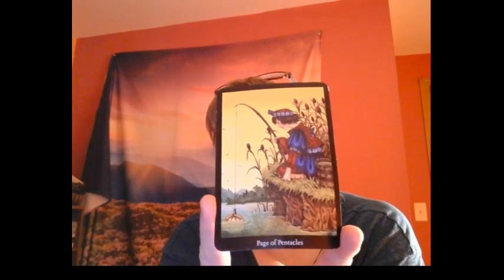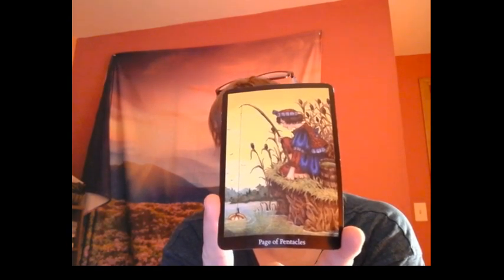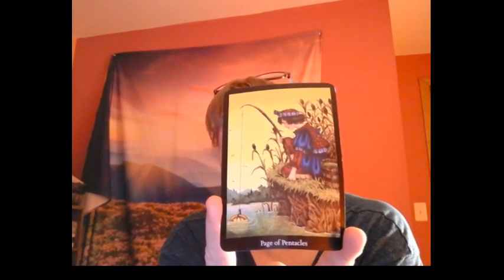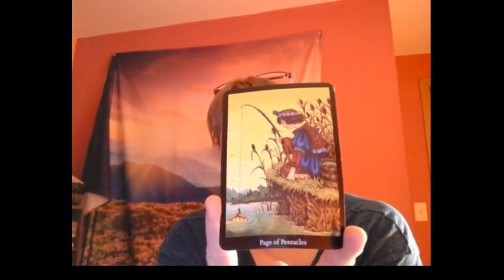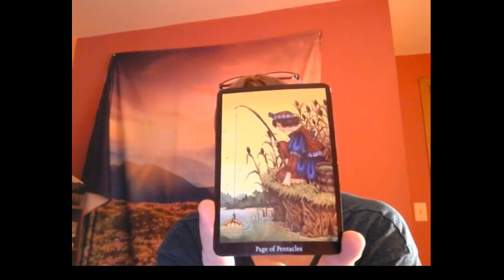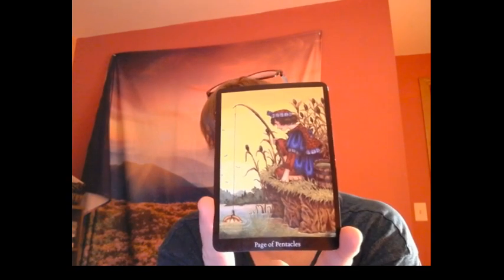Now the Page of Pentacles could also, pages are young people. It could be that they left behind a young person and that they're thinking of them. Or even this card could be that when you teach someone to fish, you're teaching them a valuable skill. And the Page of Pentacles is all about learning. So there's a lot that you can cover in these cards.